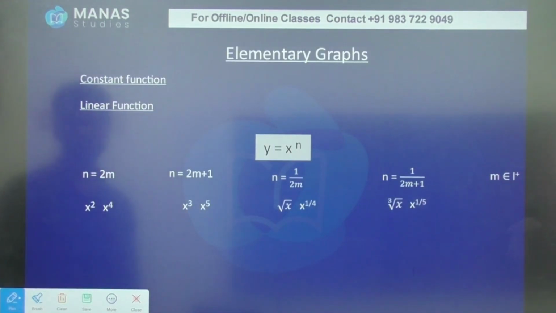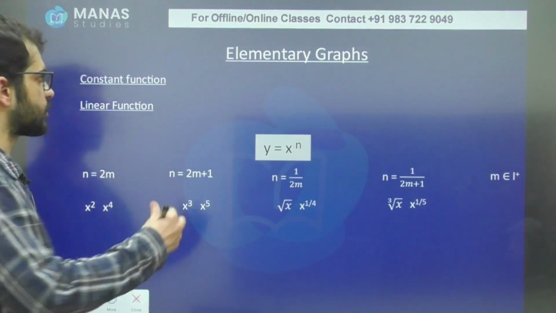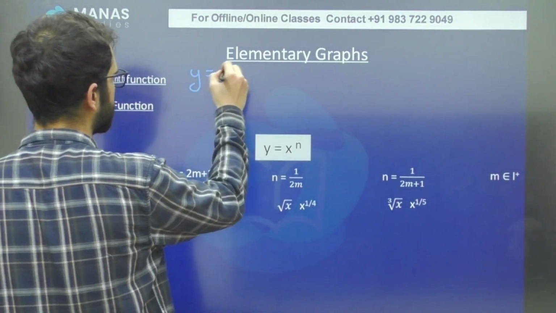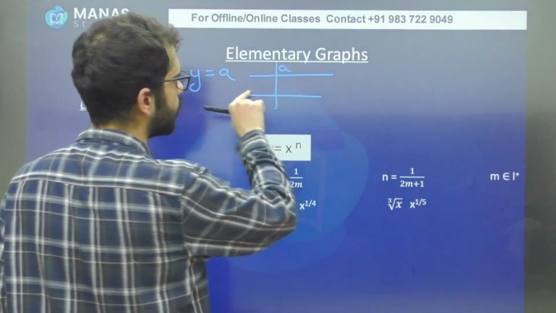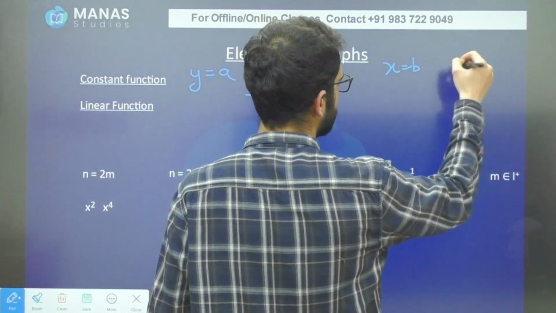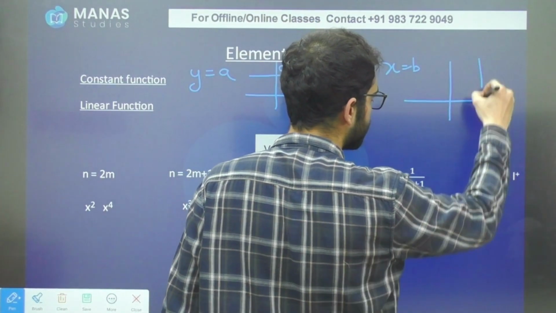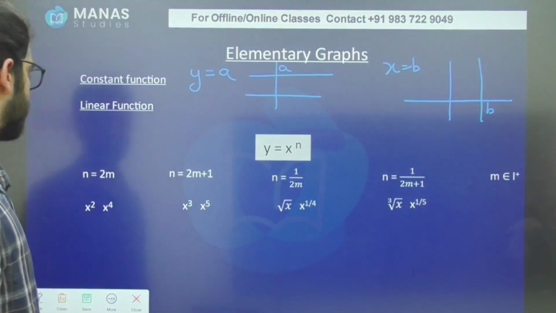Now we are going to focus on some elementary graphs. Now what is a constant function? A constant function can be written as y equals a. So now this will be drawn like this. Since the value of y is always a, it can even be written as x equals b. If I draw a graph on which the value of x always remains b, these two are known as constant functions.